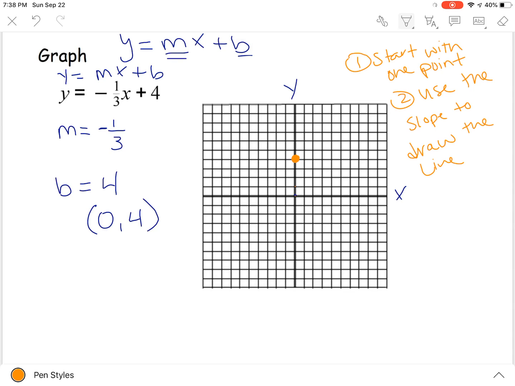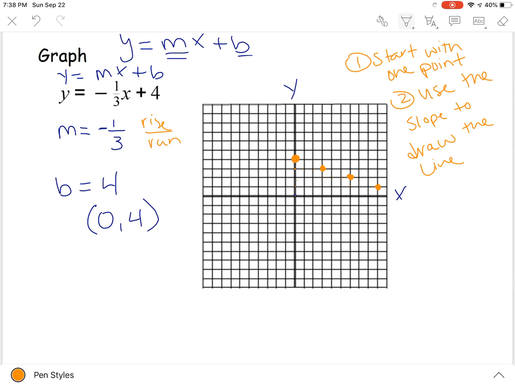So our slope is negative 1/3. So our rise is negative 1 and our run is 3. So we are going to go down 1 and over 3. Okay, then from that point, we're going to go down 1 and over 3. Notice how I don't go back to the original point each time. I just stay where I am. So from this point I found, I'm going to go down 1 and over 3.